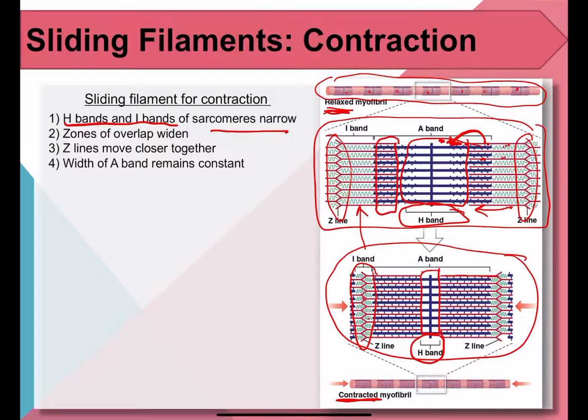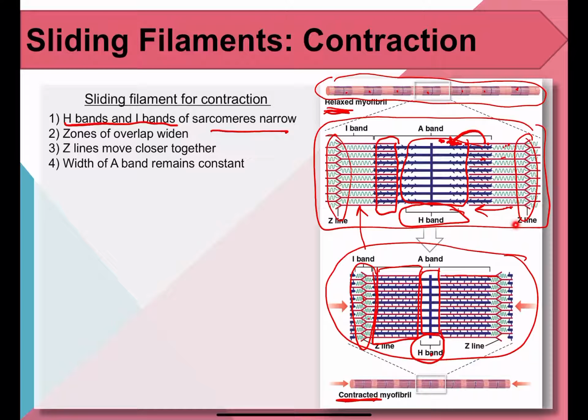So I band, H bands narrow. Zones of overlap, which now is widened, okay? You have a tiny zone of overlap right here when it was resting, but once all those actin filaments have traveled in, your zones of overlap will widen and increase in size. Z lines are now closer together because Z line goes from here to here now. So the whole sarcomere is contracted and in that smaller length, whereas resting is in that longer length, okay?